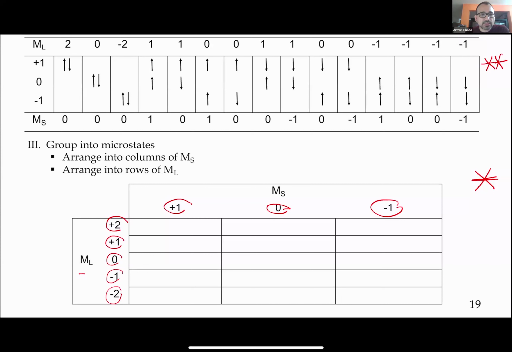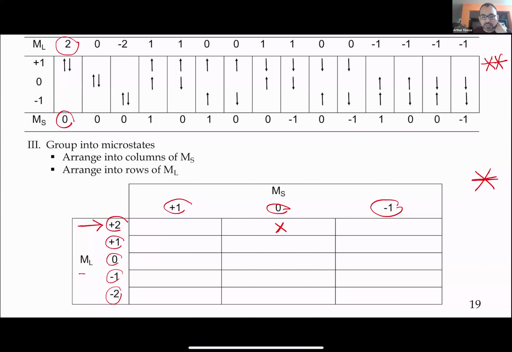So let's look at m sub l. I always start off with the row +2, the highest value, and I look at the different possible numbers that came from the microstates. For +2, it turns out that we only have one arrangement, with m sub l of 2 and m sub s of 0. So I mark it in my table by putting an X right here. That's the only representation we have for m sub l of 2, which is paired with m sub s of 0.